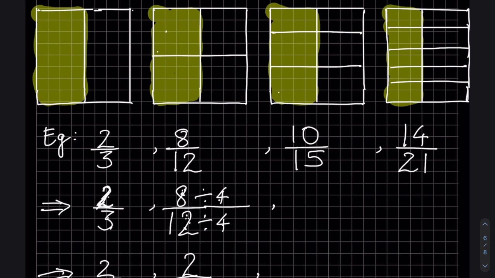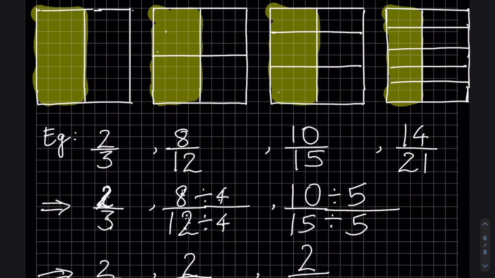over 3. Now if you carefully observe 10 over 15, you will notice that these both numbers also go in the same table, and that table is 5, correct. 5 2s are 10, over 5 3s are 15. And lastly, we have 14 over 21. If you carefully observe these two numbers, you will notice that they both go in the table of 7. 7 2s are 14, 7 3s are 21.